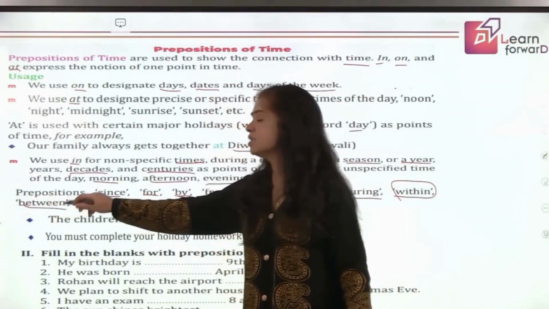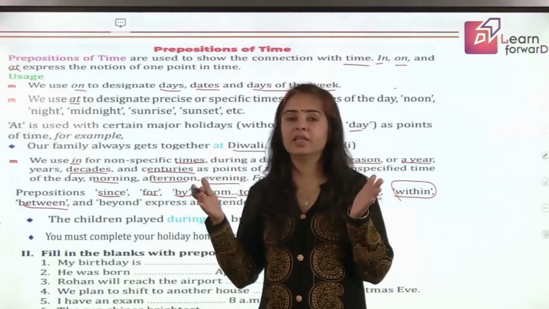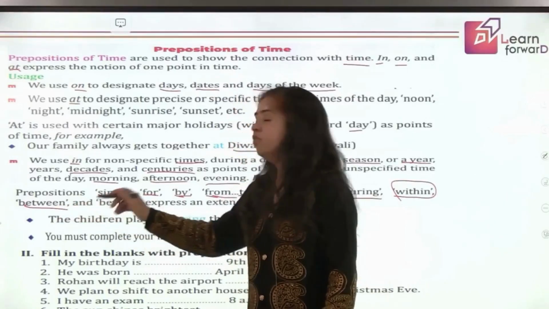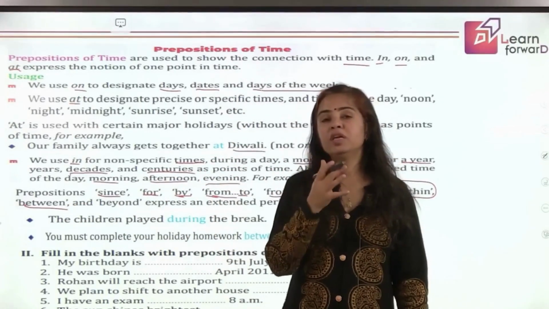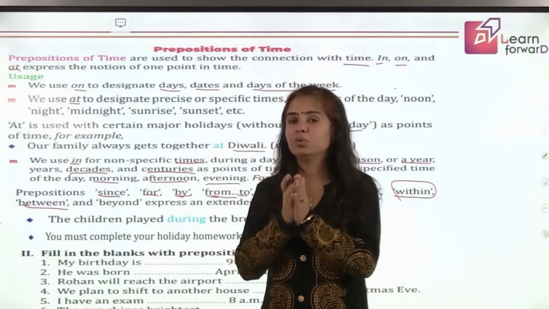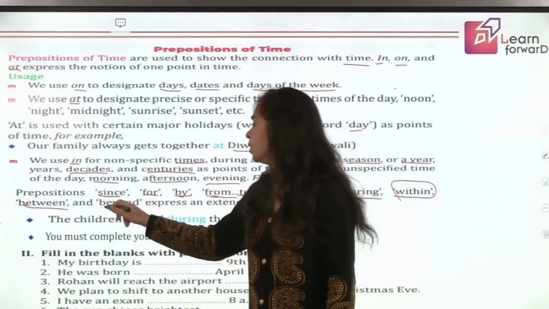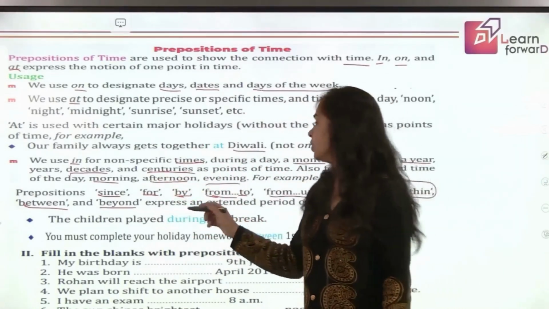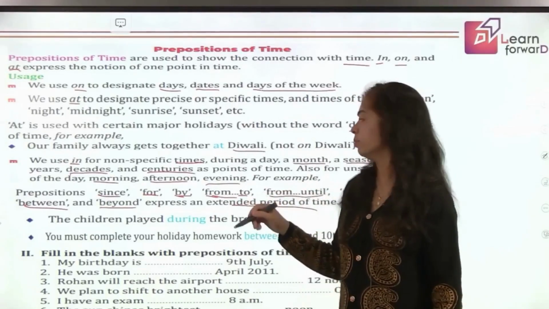Between. Yes, when we do not talk about the starting and the end, only the span in between, then we say between. We'll have exams, we'll go for a party between 5 and 7 p.m. So it will be between that duration only. Will not cross, will not go earlier, will not come later. Then beyond is also when it is away, far away. They express an extended period of time.